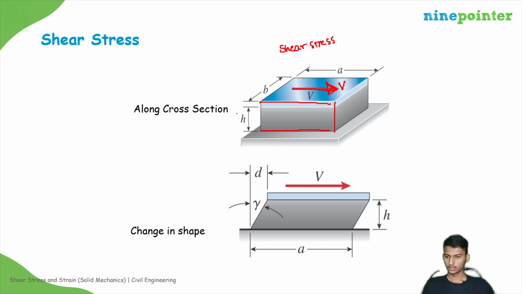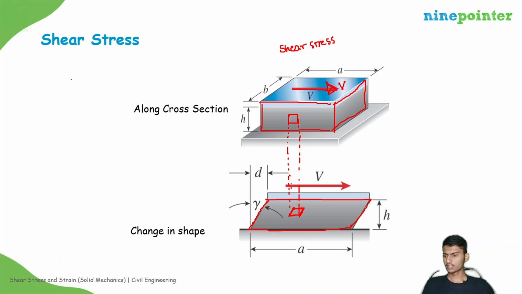Suppose you take any small element over here, so that shape here will now become something like this, right? So the shape of the element is changed. If you want to see it macroscopically, this is a rectangular box type of thing. So finally it became like this, right? It is clearly visible over here. So there is a change in shape.